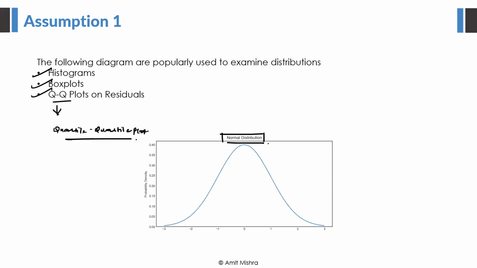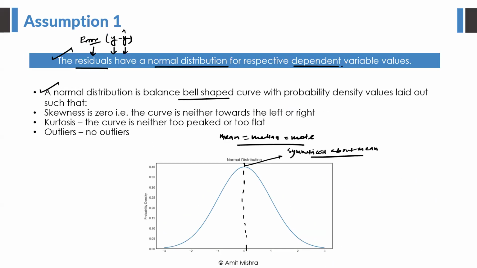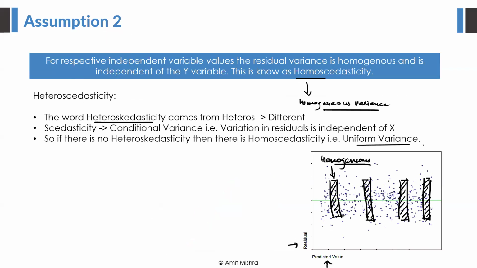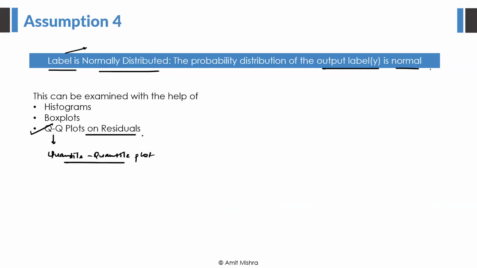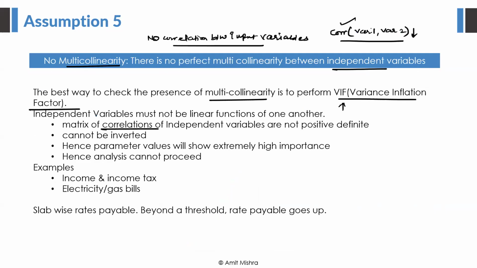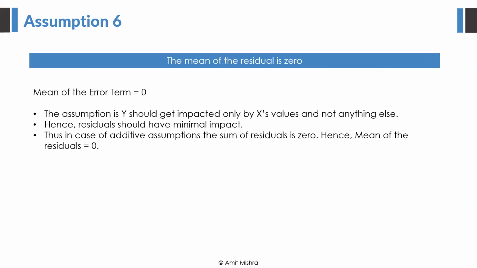So if you have missed out, the first assumption about the linear regression model is that it should show a normal distribution curve. Assumption number 2 is there has to be homogeneous variance between predicted value and residual. There has to be linearity between the independent variable and dependent variable. Next, the label is normally distributed, and no multi-collinearity between the features, that is, between the independent variables.